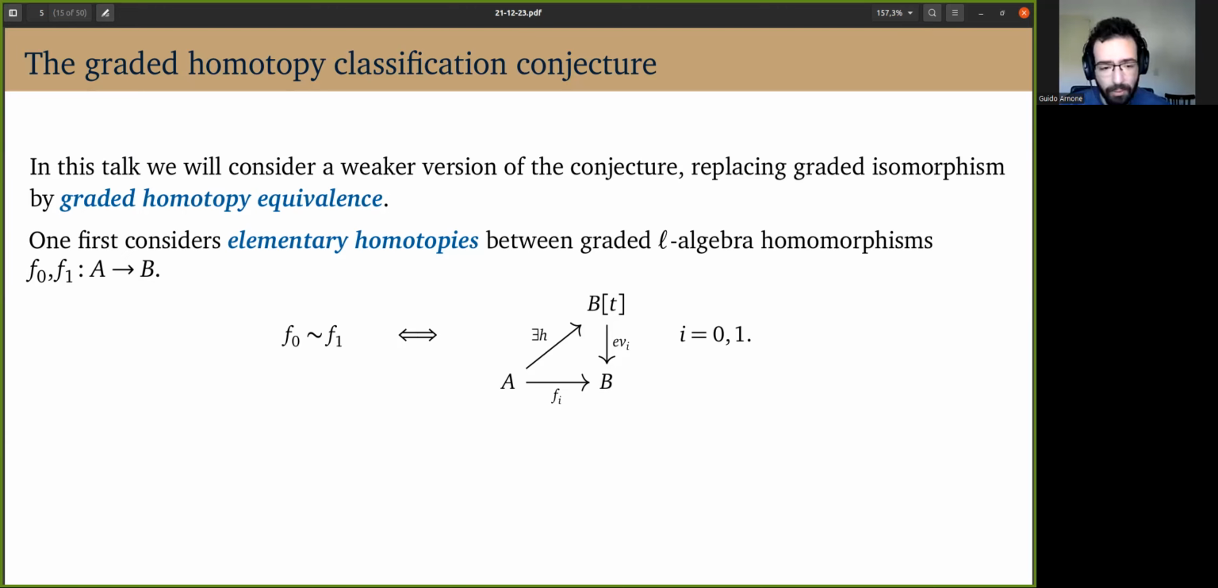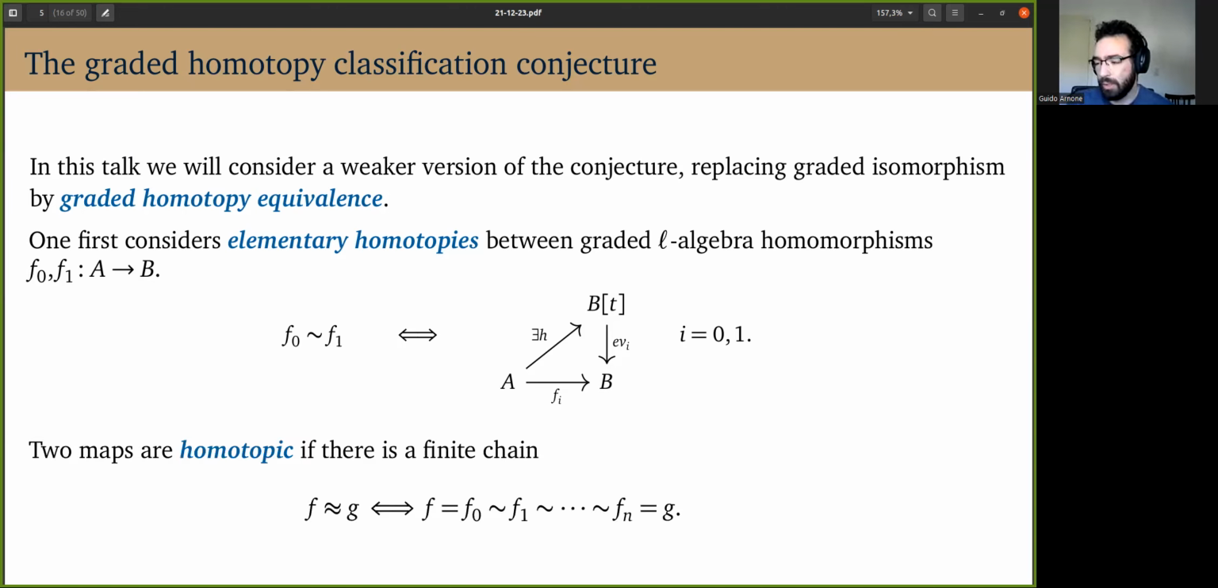So one way to fix this is to consider its transitive closure. And this is the notion of two maps being homotopic. So we say two maps are homotopic if there's a finite chain of elementary homotopies between them. And now this gives a relation between graded algebras. If we have two maps whose compositions are homotopic to identities, we call them homotopy equivalences, and we say that two algebras are homotopy equivalent if there is a graded homotopy equivalence between them.